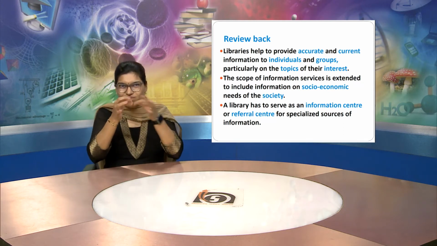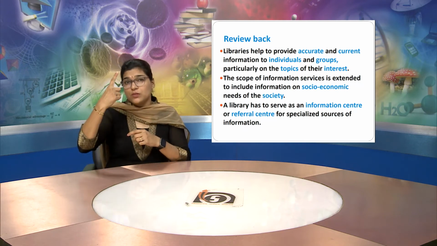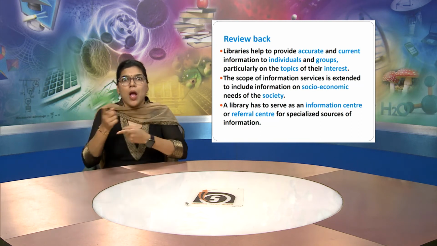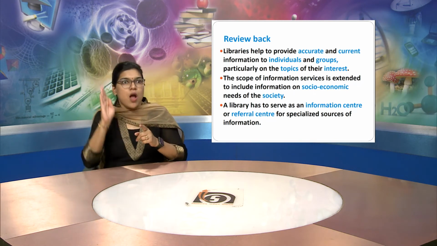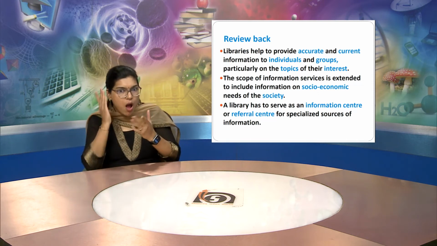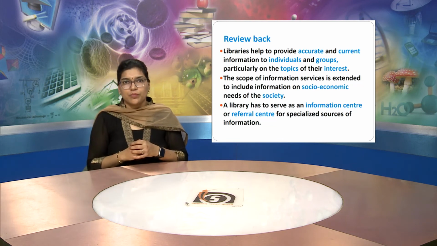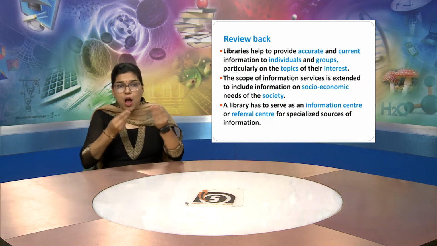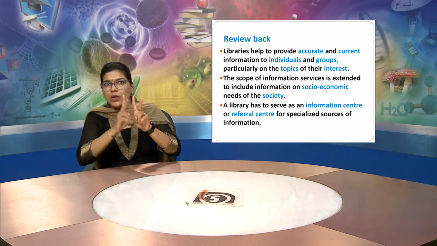Let us now review the functional reasons or the functions of library, which we discussed. Information dissemination is the second function. So libraries help to provide accurate and current information to individual and groups, particularly on the topic of their interest. The next point which we discussed was the scope of information services is extended to include information on socio-economic needs of the society.